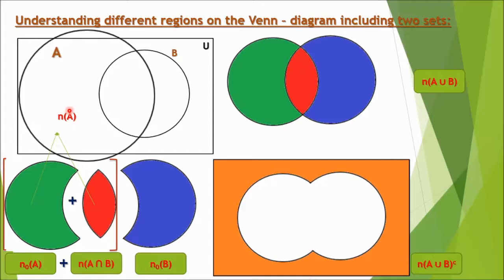Okay, I'll show the formula in this next slide, but you also have to note it down. The first formula is n(A), the cardinal number of A, is equal to the cardinal number of only A plus the cardinal number of A intersection B. That is our first formula. Now we are going to add one more set here.